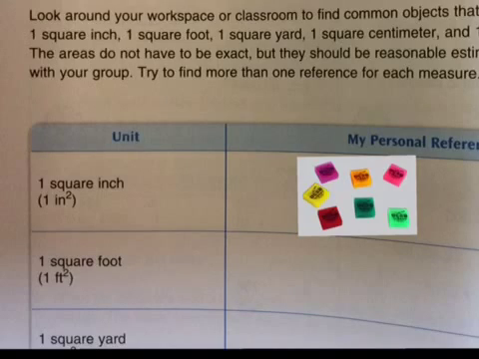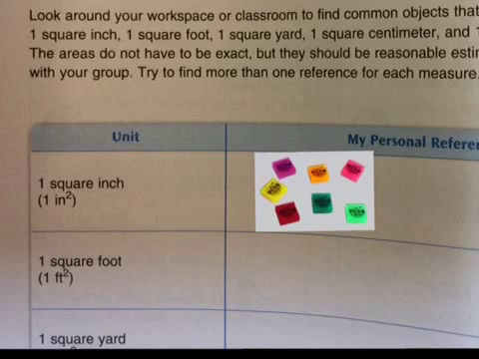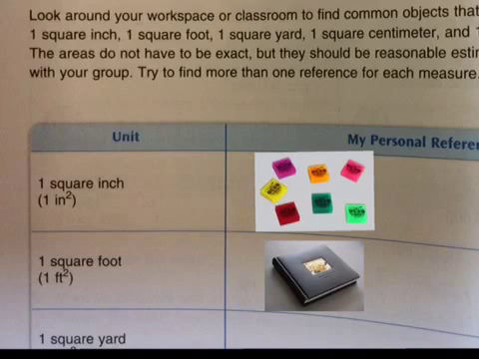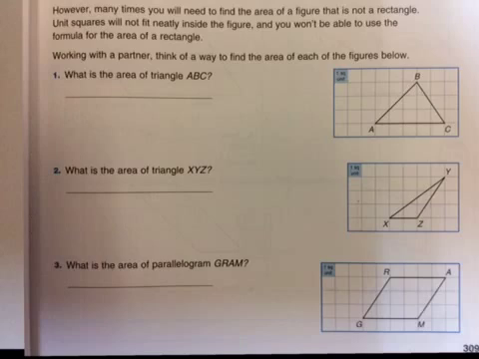An example of an item that is 1 square inch could be an eraser. Here we have multiple erasers that are all 1 square inch. An example of an item that is 1 square foot could be a photo album, as you see there. Go ahead and look for something that is 1 square yard, 1 square centimeter, and 1 square meter. And you can write more than one thing. Go ahead and give it a try.